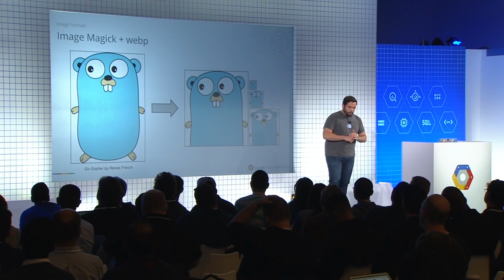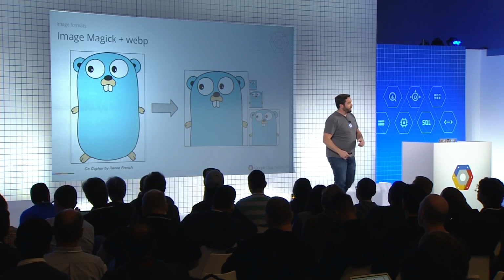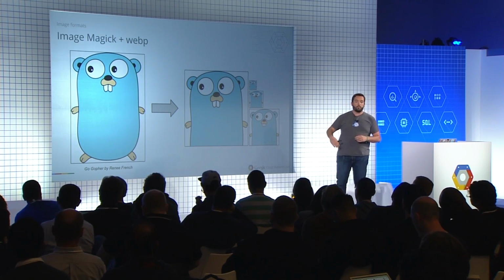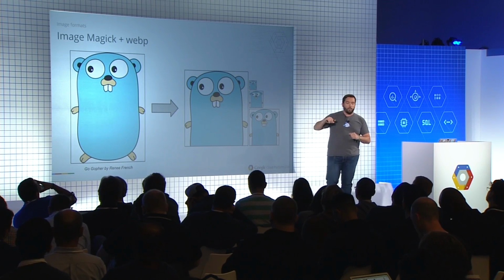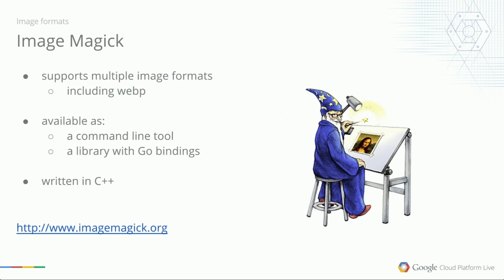So this is a gopher again. What we're going to do is, given a gopher, an image that is not square, we're going to crop it to be square. And we're going to generate a bunch of images, different sizes, and so on. To do that, we're going to use ImageMagick.